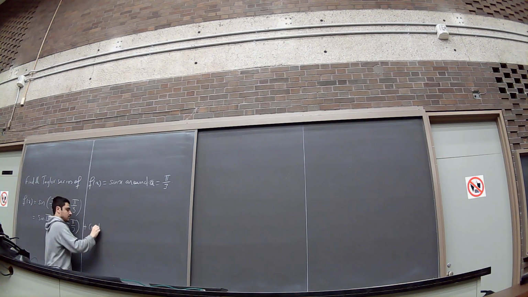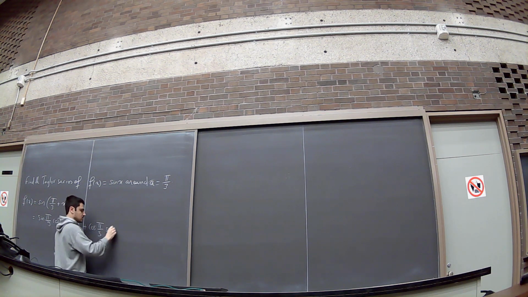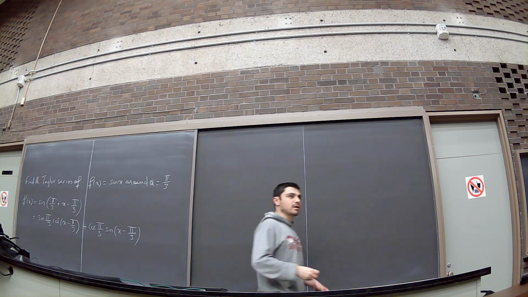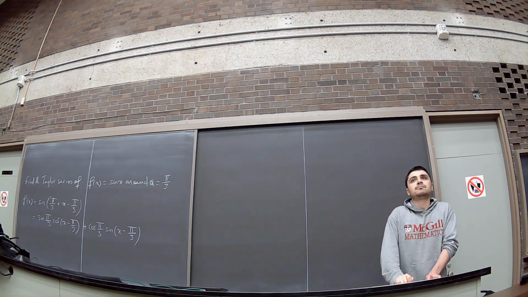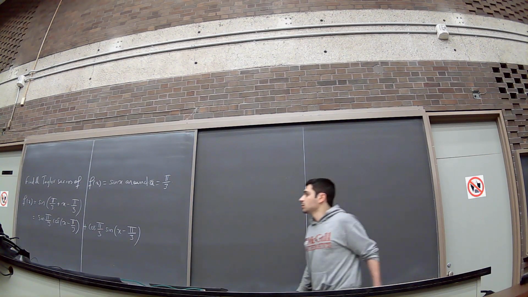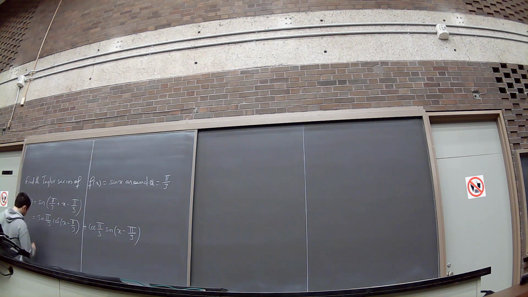cos pi over 3 sin x minus pi over 3. And then what do I use? How do I find the power series expansion? You can simplify the sin pi over 3 and just use the identity for both sides. So sin pi over 3, what is it? Root 3 over 2.